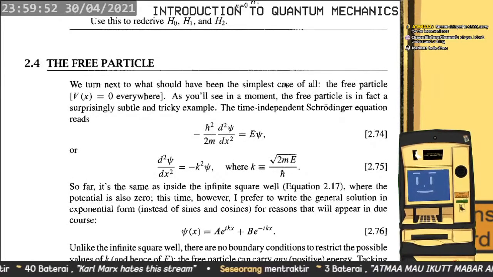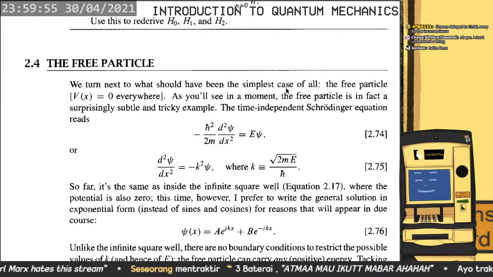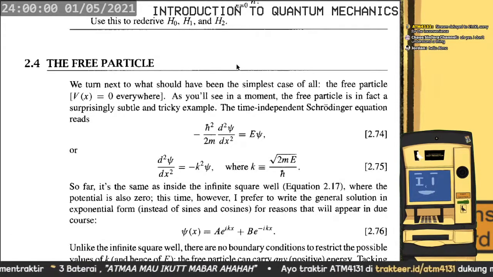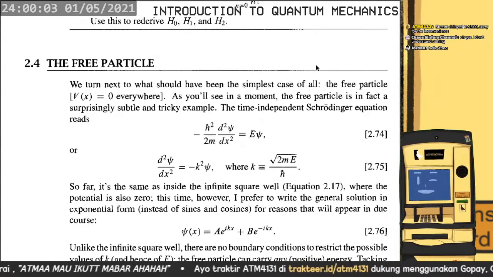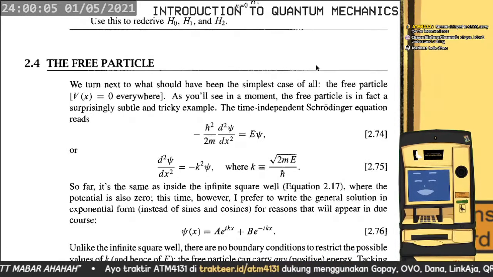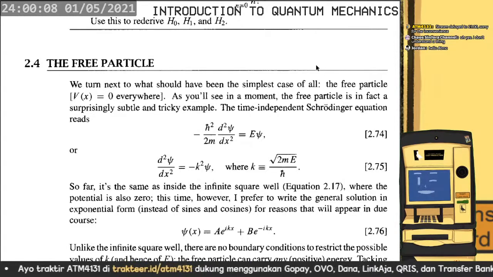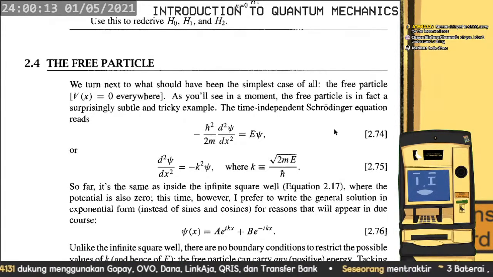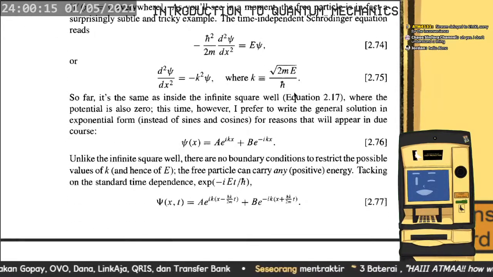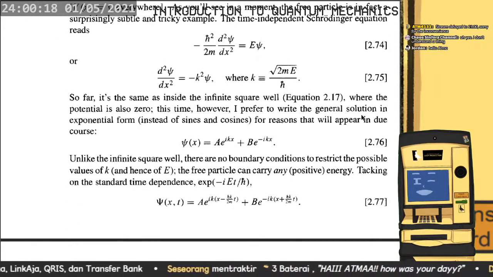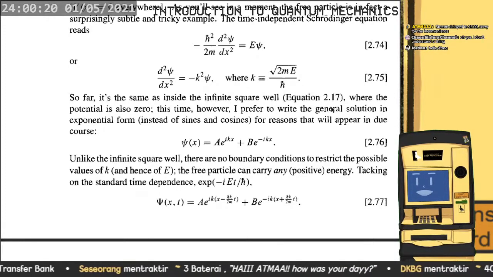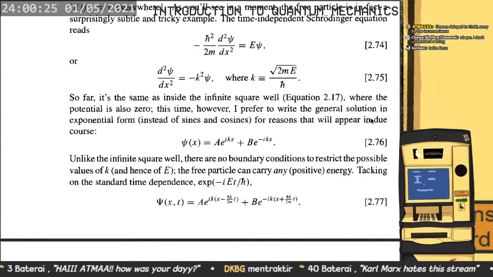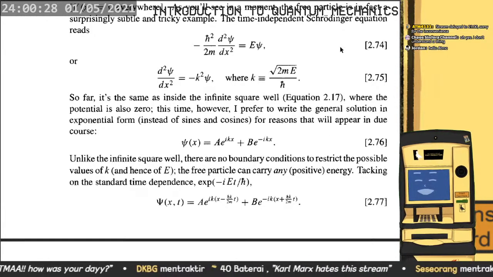Okay, so for the free particle, let's continue where we left off. We turn next to what should have been the simplest case of all, the free particle. As you will see in a moment, the free particle is in fact a surprisingly subtle and tricky example. The time-independent Schrödinger equation reads this or this. So far, it's the same as inside the infinite square well. The equation 2.0, I don't even bother to scroll up there, so let's just go with it.